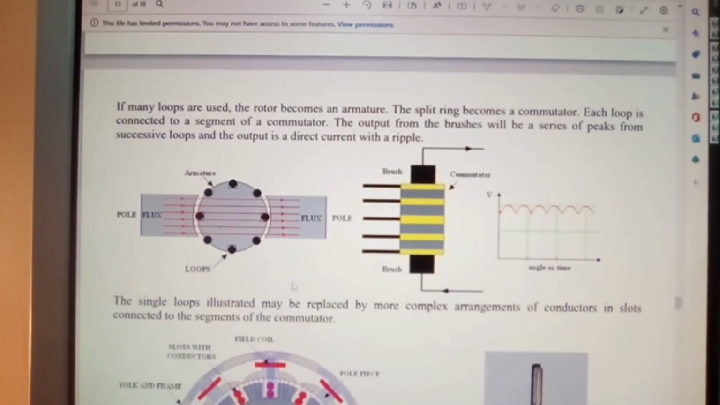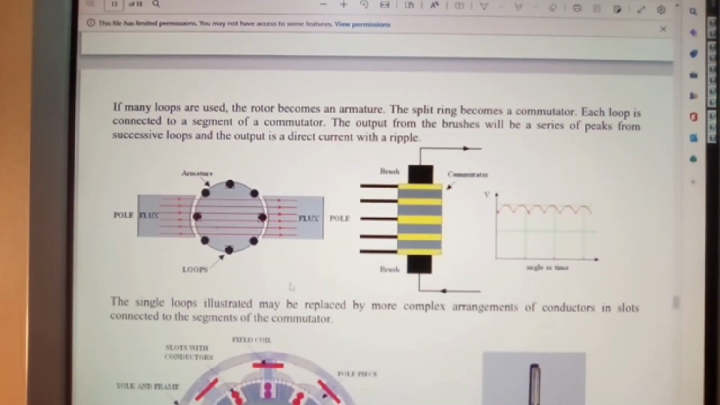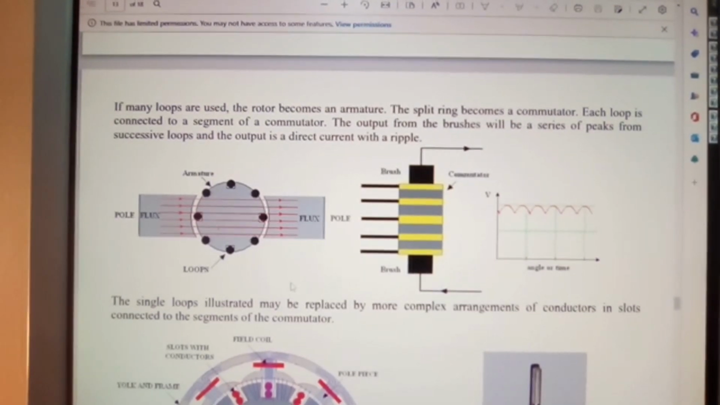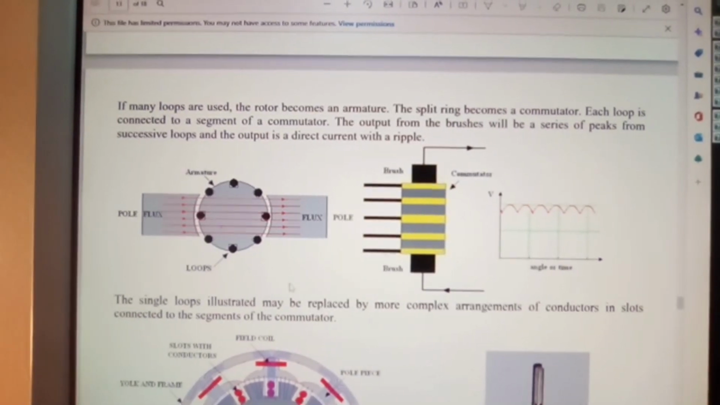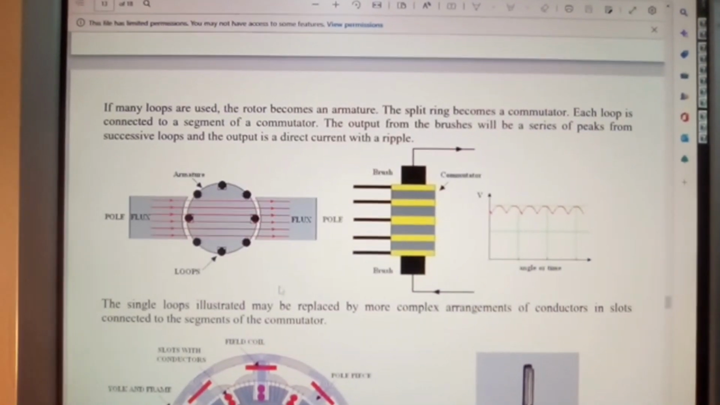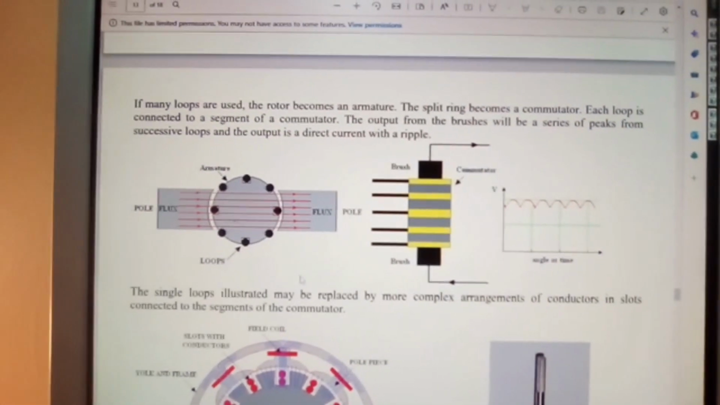Right, if many loops are used, the rotor becomes an armature. The split ring becomes a commutator. Each loop is connected to a segment of a commutator. And this is just showing you the segments, so how they're connected.